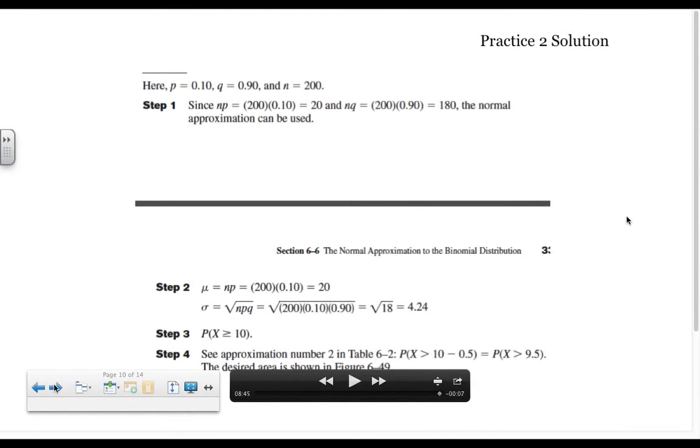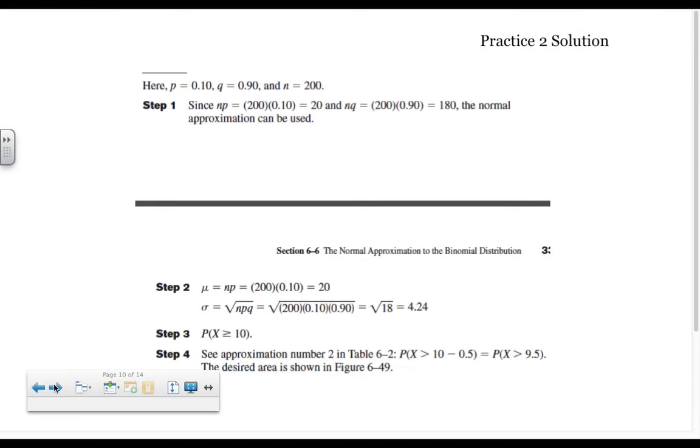Okay. So step 1, obviously we check. NP is 200 times 0.1 equals 20, and NQ, 200 times 0.9 is 180. So we can use it. That's always the first step. Then we find the mean, which is usually found in step 1, is 20, and the standard deviation, 200 times 0.1 times 0.9 equals, and the square root of that is 4.24.